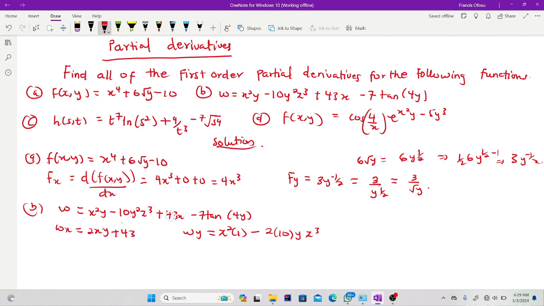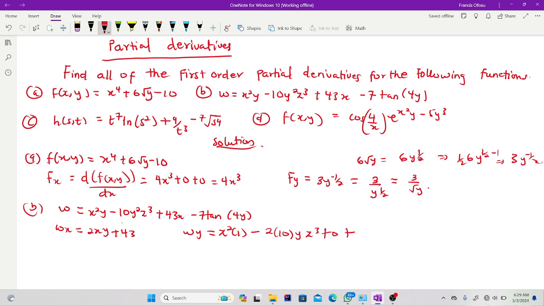Then here I have 43x. There is no y, so it's 0. Then here I have negative 7 tan 4y. There's 4y here, so I have to also differentiate this. Here is a composite function. You have 7 tan 4y.